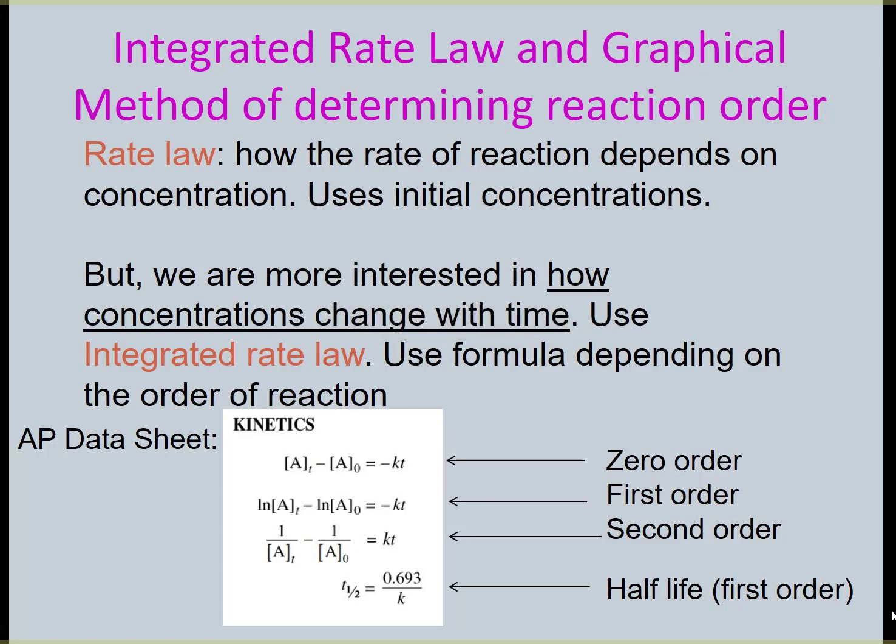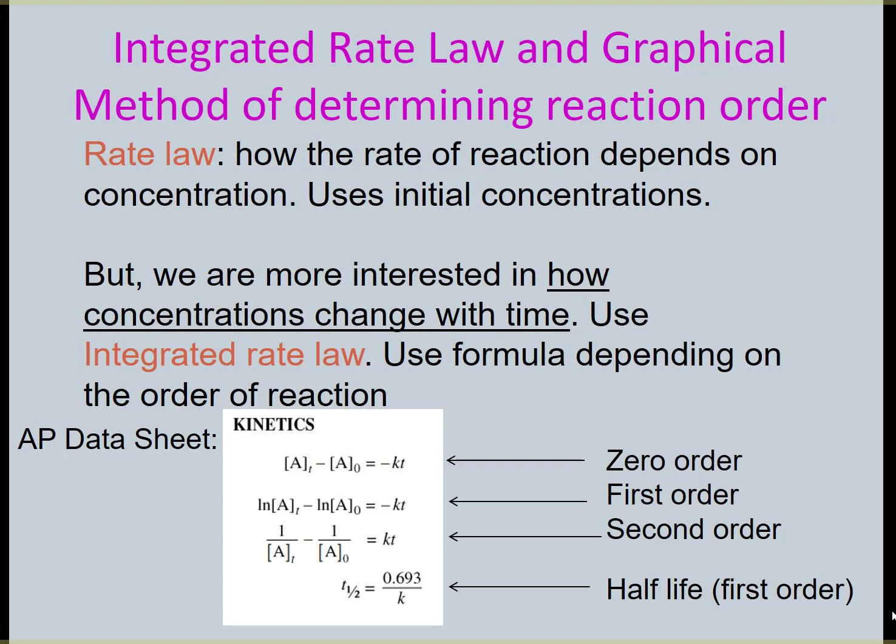Let's look at the integrated rate law and a graphical method of determining the reaction order. A rate law shows how the rate of reaction depends on concentration, and it uses initial concentrations. But we are more interested in how concentrations change with time, and so we use what's called the integrated rate law. And on your AP data sheet, they list these integrated rate laws.